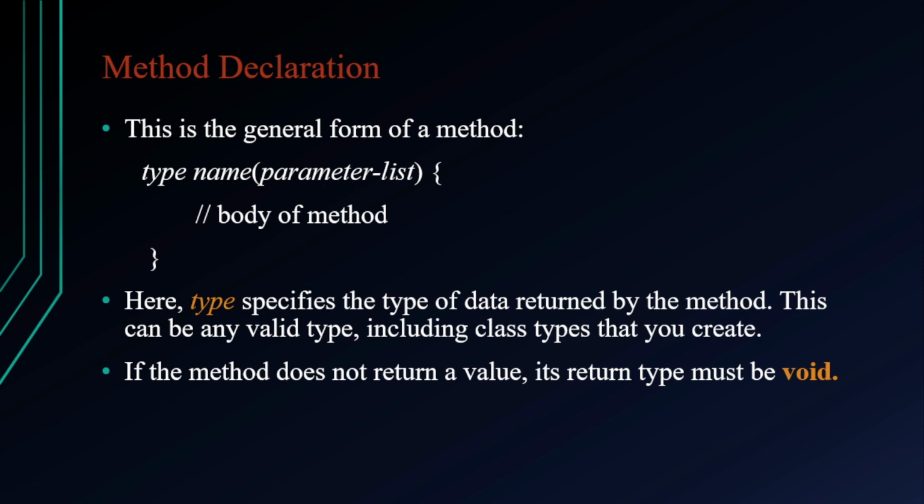That means it can be int, it can be String, it can be void, it can be long, it can be double. Any valid data type. If a method does not return a value, its return type must be void. So here we don't use the return keyword with the type void.